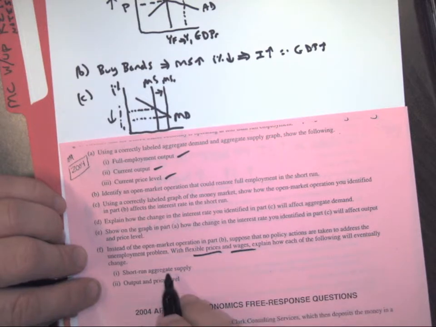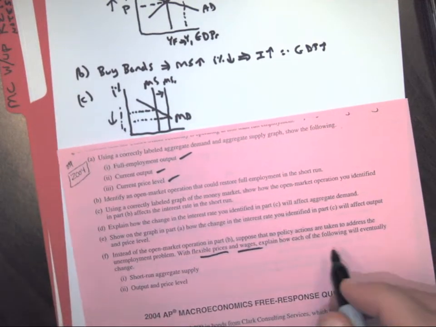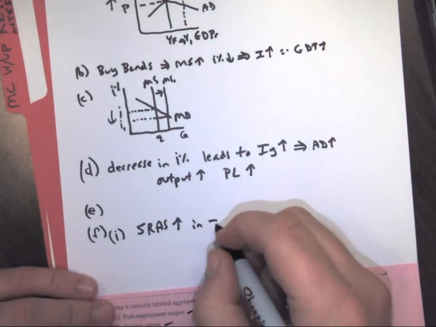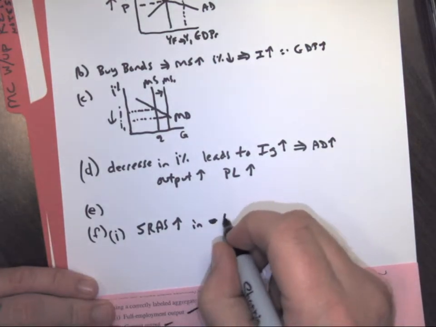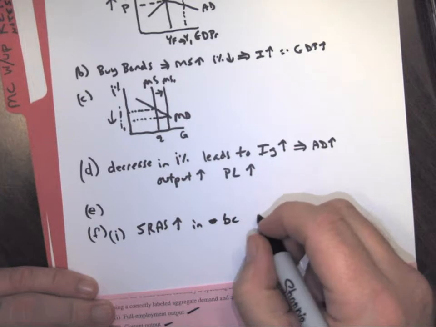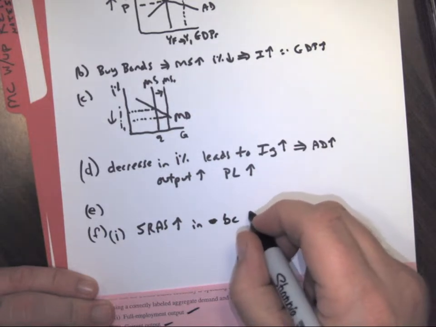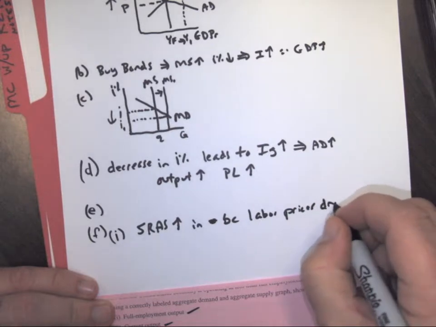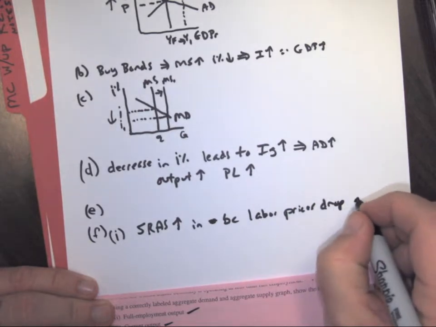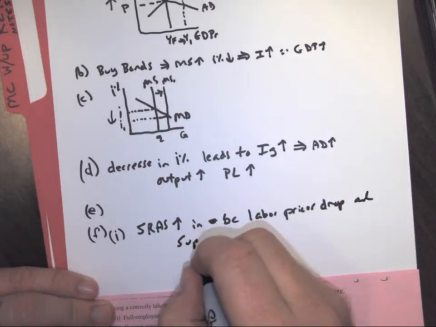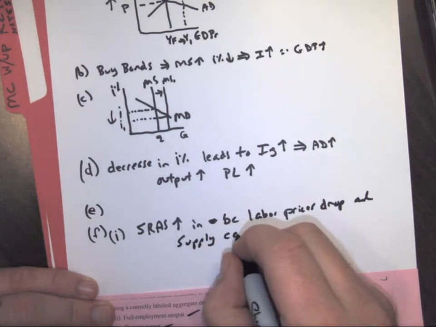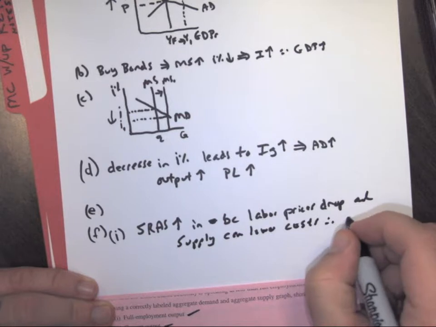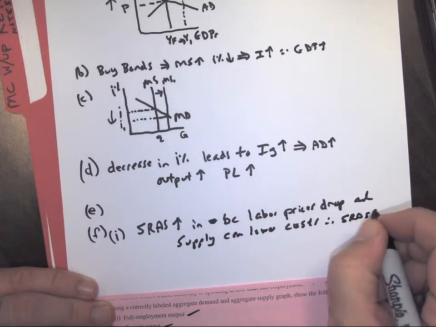So what's going to happen is short run supply will go up, and it does say explain, so that means more points. So short run supply will go up because labor prices drop and suppliers can lower costs. Therefore, short run supply goes up.